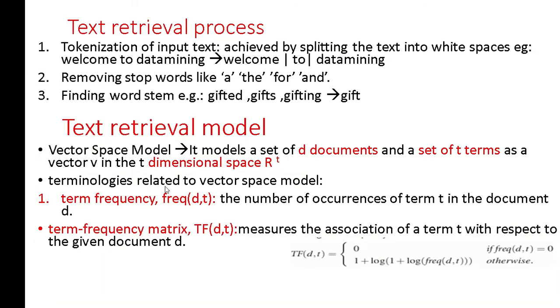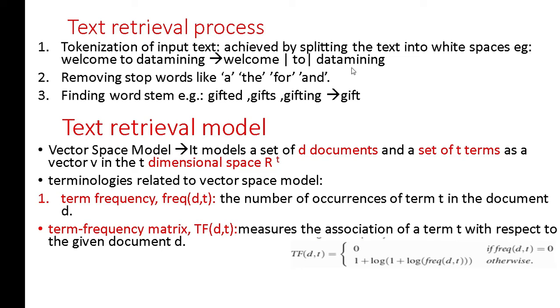Now, the basic text retrieval process. First process is tokenization of the input text. So what do you mean by tokenization of the input text? It is achieved by splitting the text at white spaces. For example, "welcome to data mining" is a sentence given to you. So we have separated it: welcome, to, data, mining. So what we have done here? We have split the text.